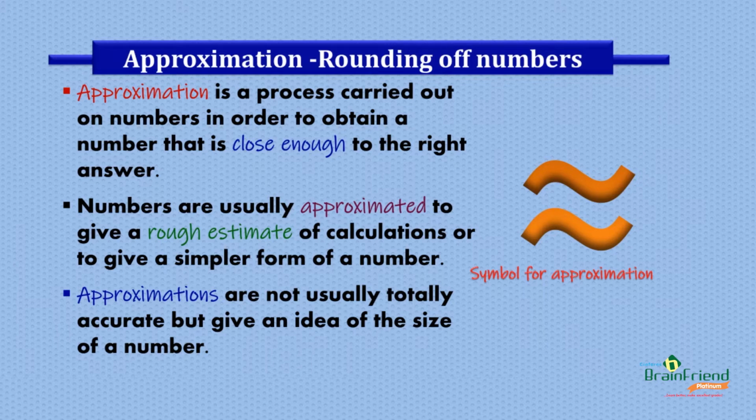For the purpose of emphasis, approximation is a process carried out on numbers in order to obtain a number that is close enough to the right answer. Sometimes when we do calculations, we need to use rough estimates. Approximation helps us achieve that. When we do approximations, we don't necessarily need the accurate number, but we just need to have an idea of the size of the number we use. You can see the symbol for approximation.